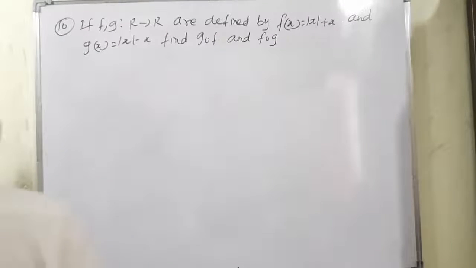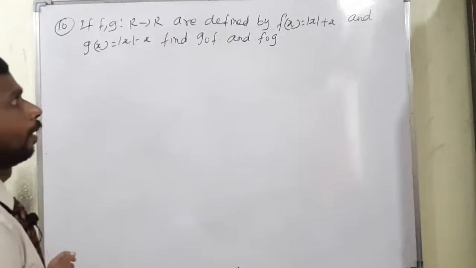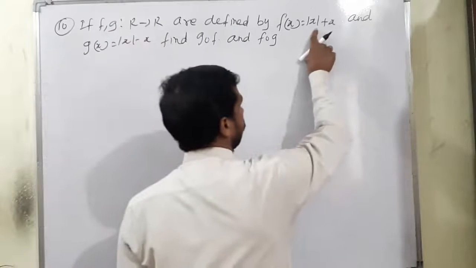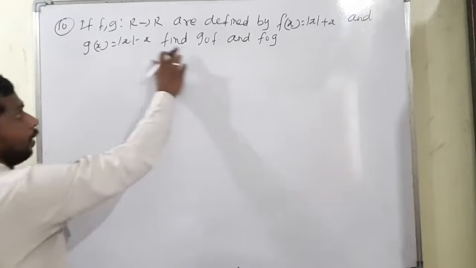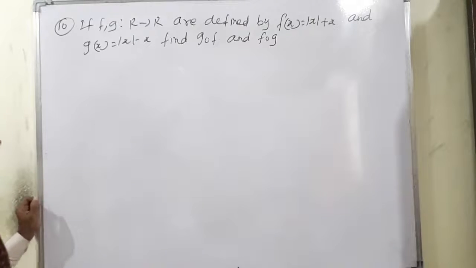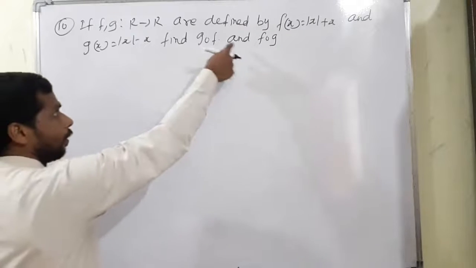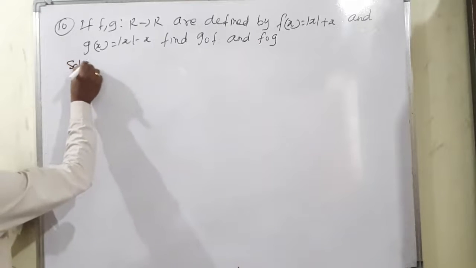Question number 10. If f, g from R to R are defined by f of x is equal to modulus x plus x and g of x is equal to mod x minus x, find f composite g and g composite f. Or we can say g dot f of x and f dot g of x. Solution, the first term.